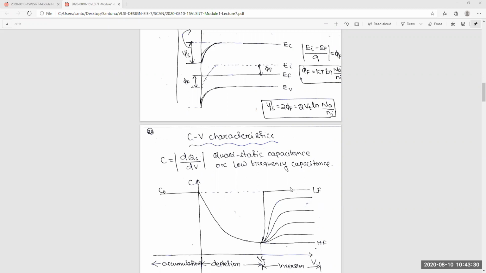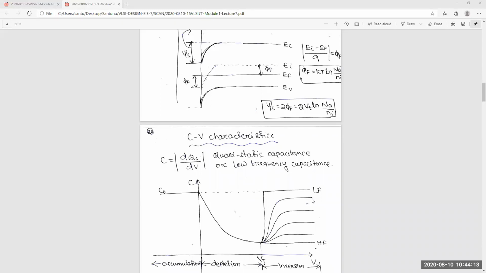Based on whatever you have studied till now, you can easily explain why at low frequency it is constant at a higher level, and why at high frequency it is constant at a lower level, and in between at different frequencies. Can anyone explain? Just guess how this type of thing goes on in the device when we are giving high frequency, low frequency, or mid frequency.